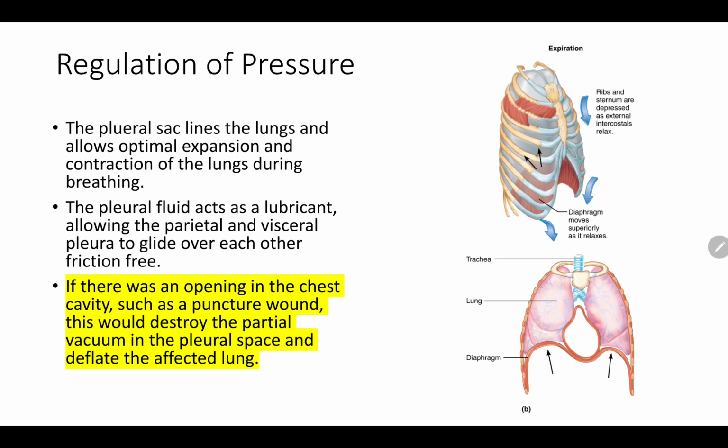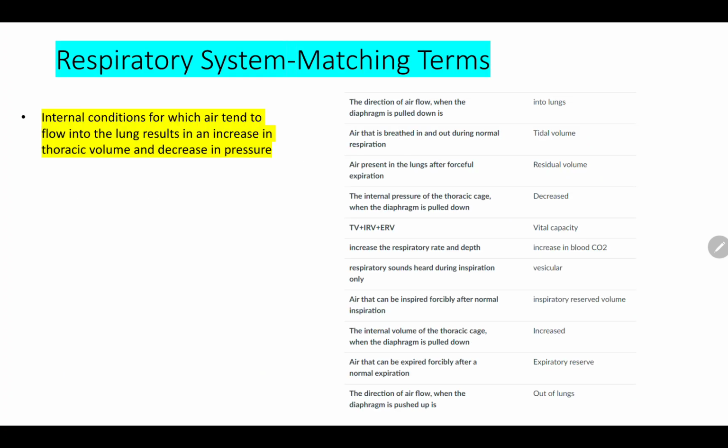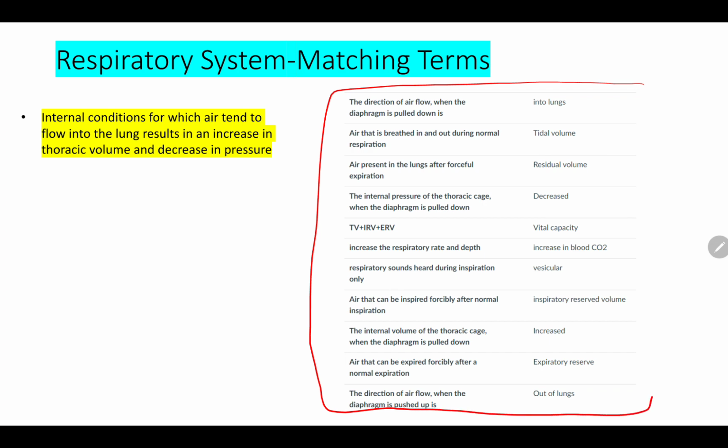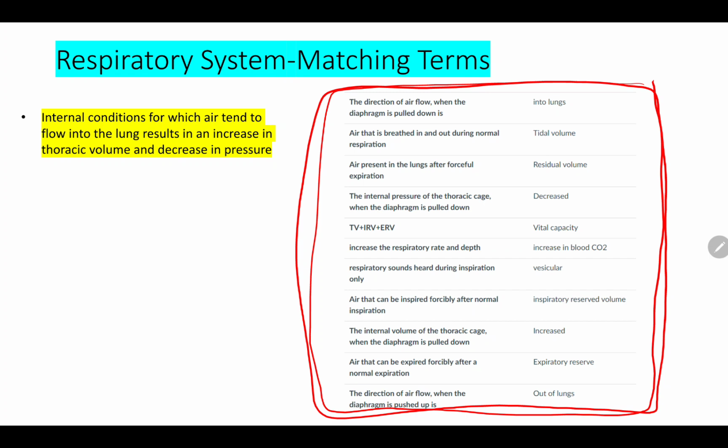without friction, right? Now, for example, what if we were to introduce a cut? If there was an opening in the chest cavity, such as a puncture wound, this would destroy the vacuum in that pleural space and deflate the affected lung, okay? There's going to be some matching, so I want you to remember all of this. Remember these matching, okay?